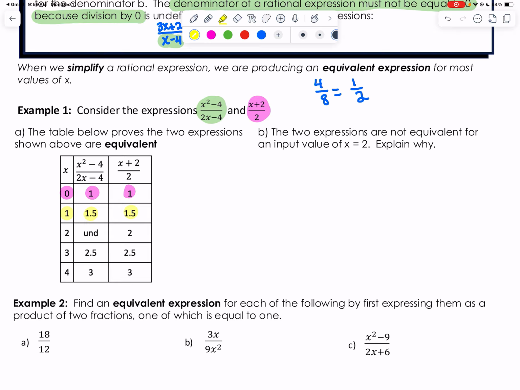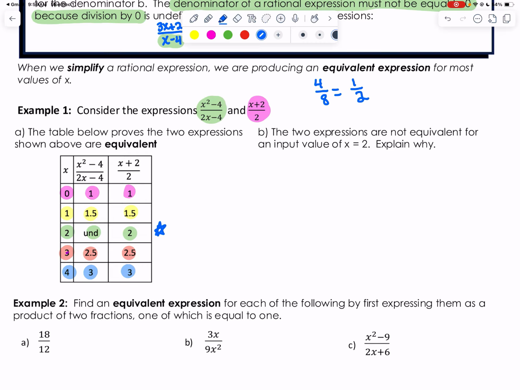What about x equals 2? Well, when x equals 2, I get an undefined and a 2. So something's going on right there we need to look into. Our next x value, if I plug in a 3, I get 2.5 and 2.5, so they're equivalent. And if I plug in a 4, I get 3 and 3, so they're equivalent there. The only place they're not equivalent is x equals 2. So in part B, we're going to explore why.